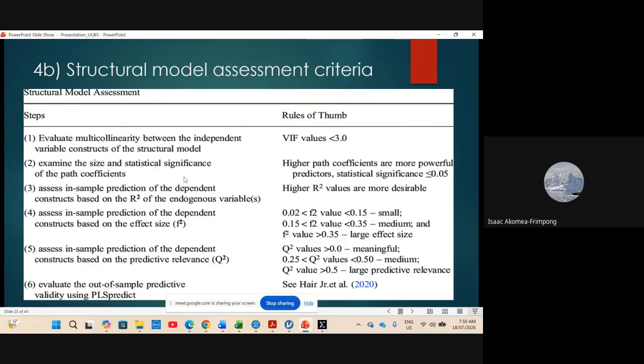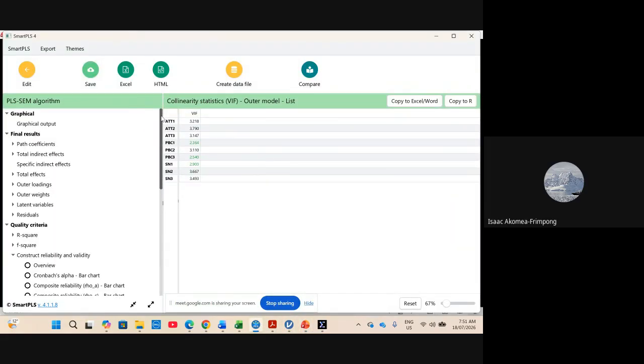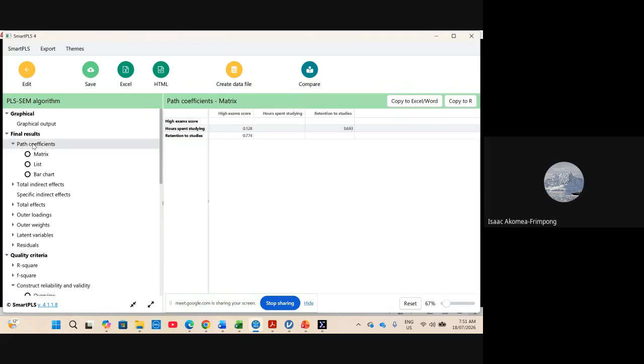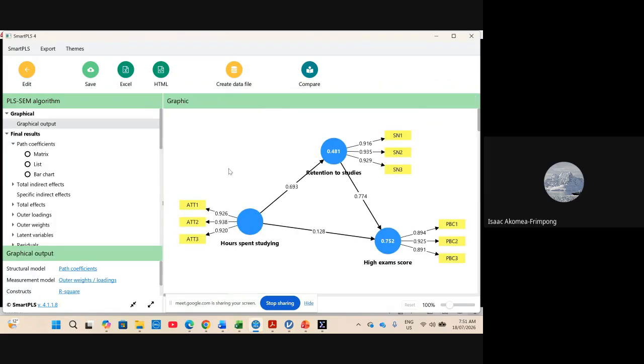Now, the next thing to look at is what we called examine the size and statistical significance of the path coefficients, and higher path coefficients. So here you use the path coefficient. What is the path coefficient? Just come to the Smart PLS, go back to it. Either you can look at it from here or you can just look at it from the graph. The path coefficient is this.